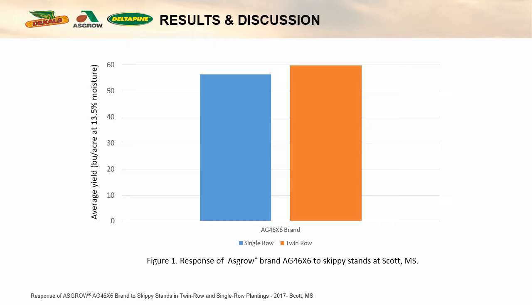Typically in our work, the twin row is rarely, if ever, lower yielding than the single. We don't see a huge yield response from it, but it's usually in that neighborhood of 3 or 4 bushels an acre in most of the trials and studies that we do. And I just thought that was an interesting piece of data that a lot of folks are interested in.